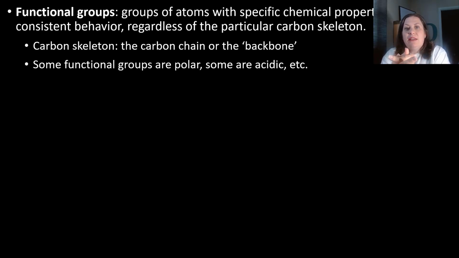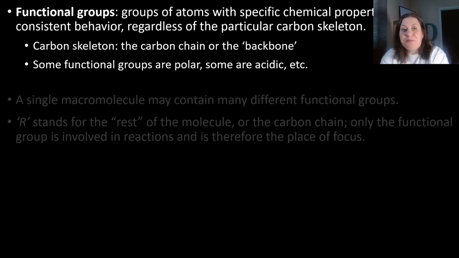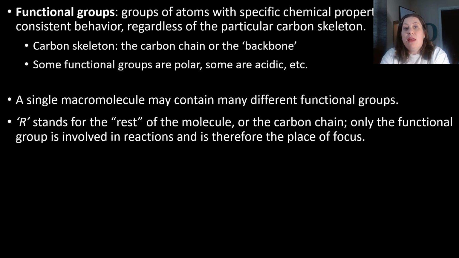Now, these carbon skeletons are going to be that carbon backbone we talked about, and some functional groups are going to have certain characteristics like being polar, where they may have more of like a positive charge or maybe a negative charge. Sometimes they're acidic, sometimes they're hydrophobic. It just depends. They're going to have some of these different types of characteristics. So a single macromolecule may contain a lot of different functional groups, and this will make certain parts of the macromolecule have certain properties.